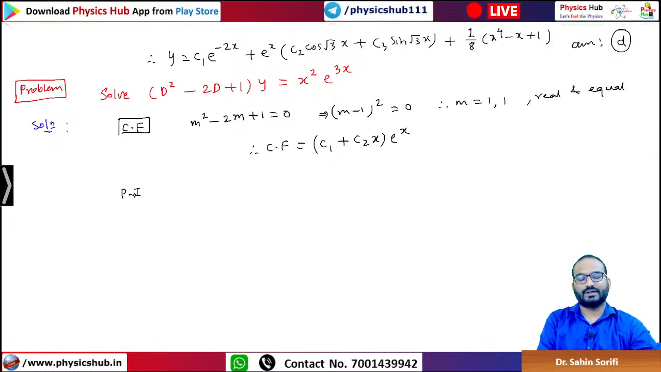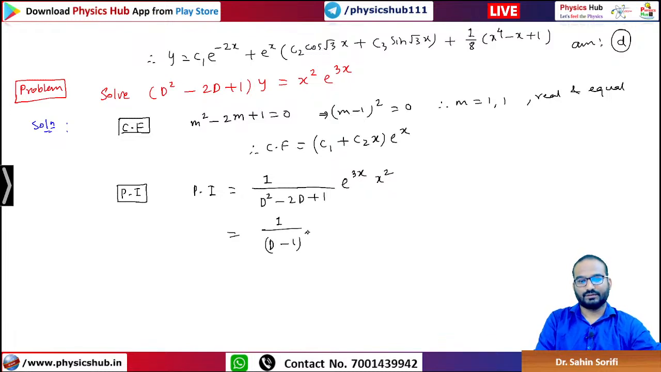Let's talk about particular integral. Particular integral is 1 upon f of D, e to the power 3x x square. So okay, let's write it in a simplified version, D minus 1 whole square.